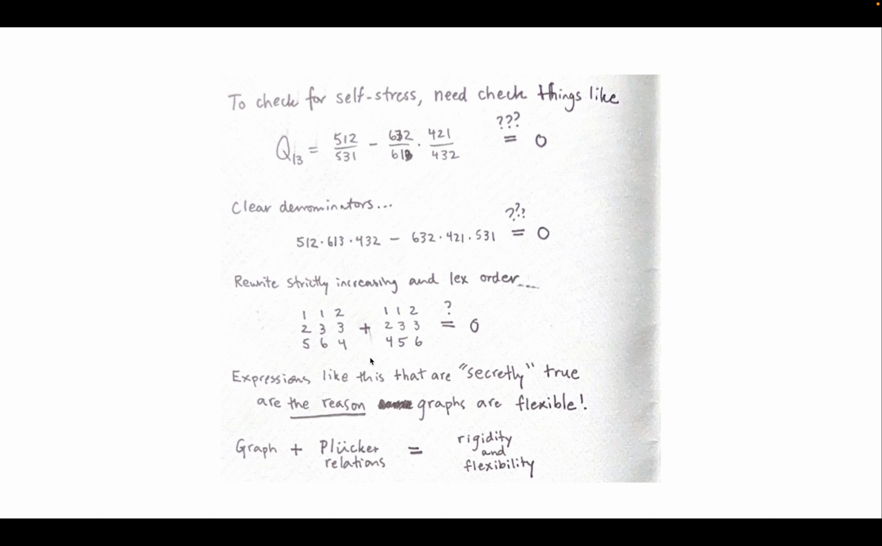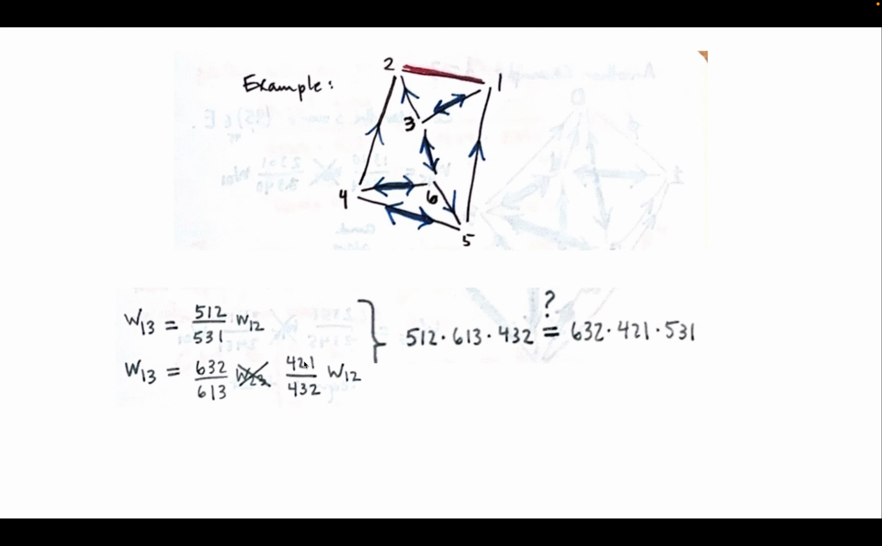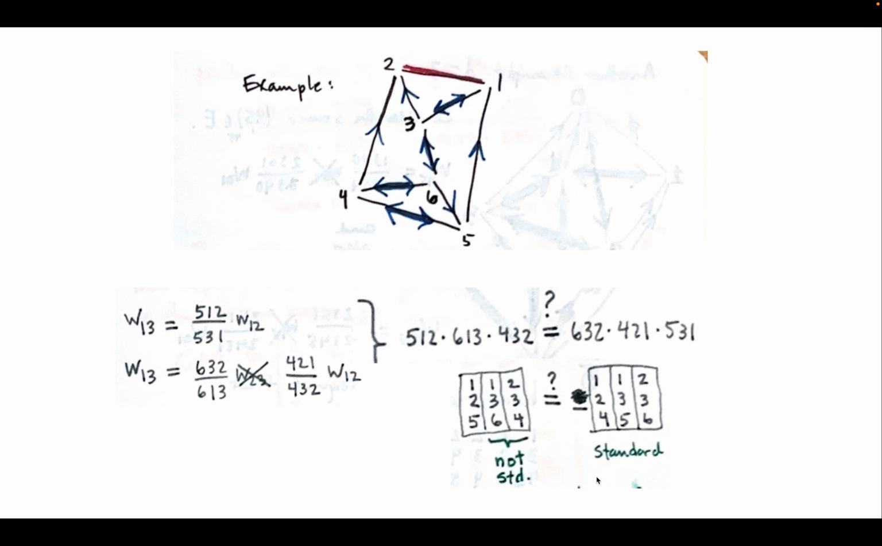Okay, so when these are secretly equal, then we get flexibility. So again, we have this edge 1, 3, 2 ways, gives you this, gives you this. Now here, how are we going to decide whether this is secretly equal or not? Well, thankfully, there's a well-established combinatorial algorithm called Young's straightening law that solves this problem.